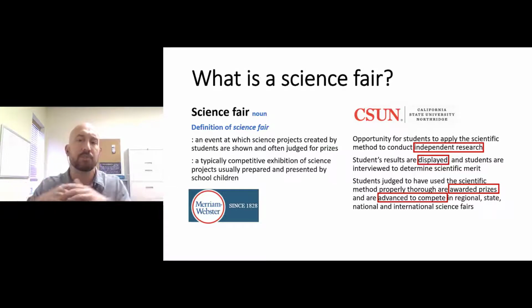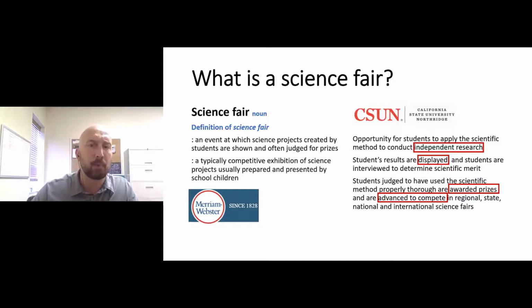Now, this is a traditional sense of a science fair. If you're considering planning a local science fair, it's important to keep in mind these facets as they can link to subsequent science fair events.